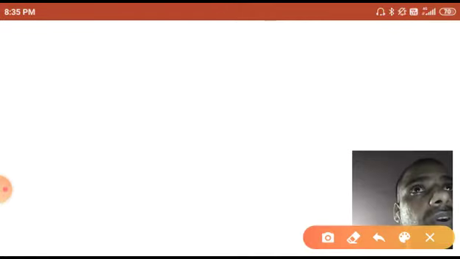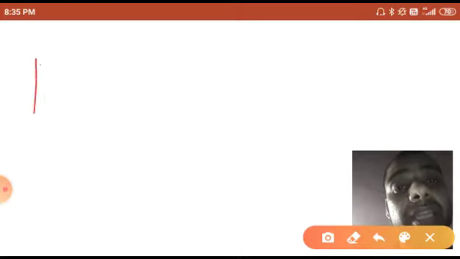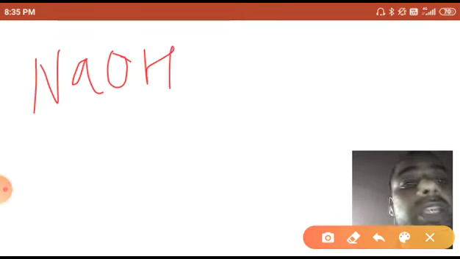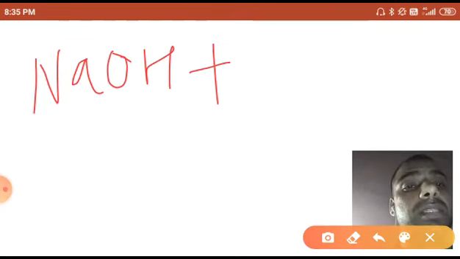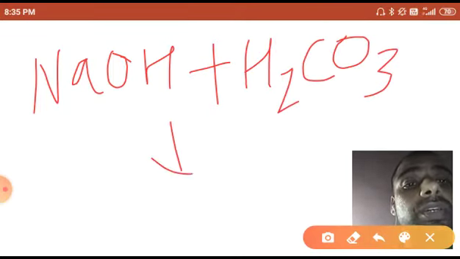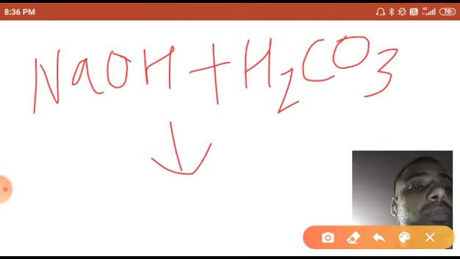Basic salt will form by the combination of strong base. So I have taken here NaOH. NaOH is a strong base, plus a weak acid. You can take a weak acid, but in the example I have taken sodium carbonate, so here I can take H2CO3. This one is a weak acid, carbonic acid.